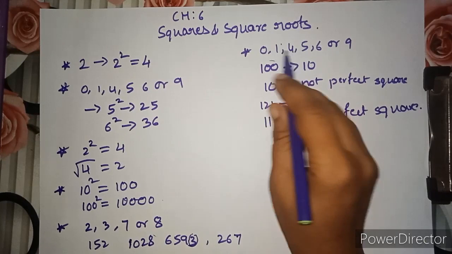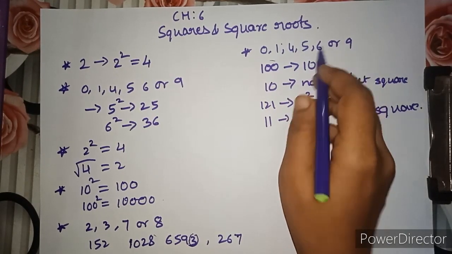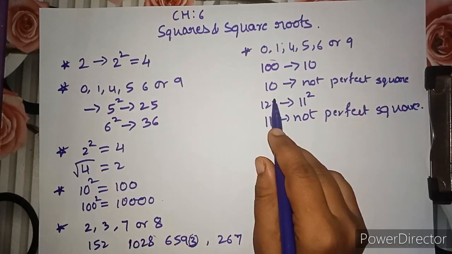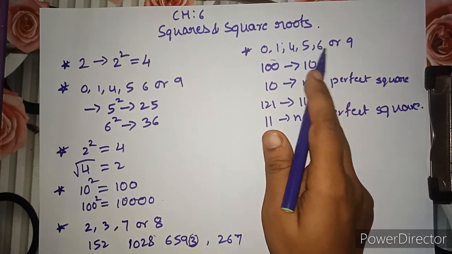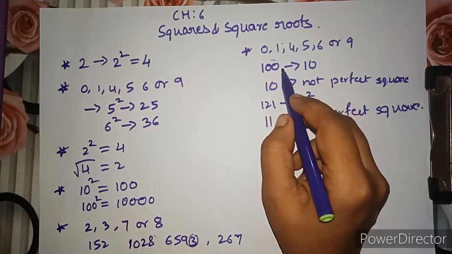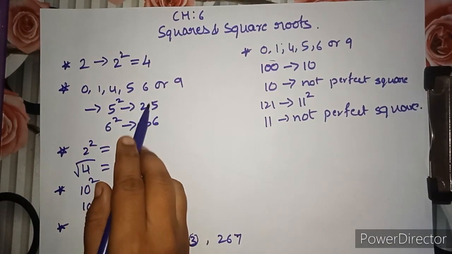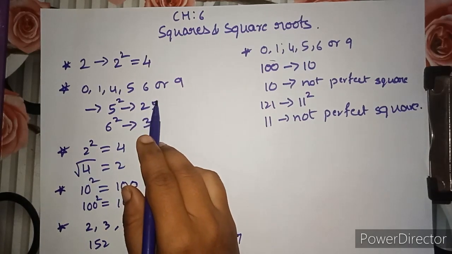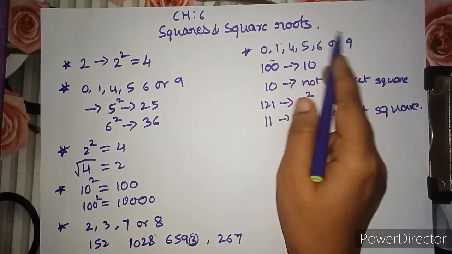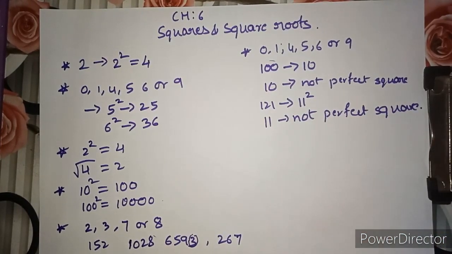In the same way, a number ending with 0, 1, 4, 5, 6 or 9 may not necessarily be a square number. It's not necessary, but compulsorily we must have these digits in the unit place after squaring. For example, 5 squared ends in 5, but not all numbers having these unit digits, 0, 1, 4, 5, 6 or 9, are necessarily square numbers.